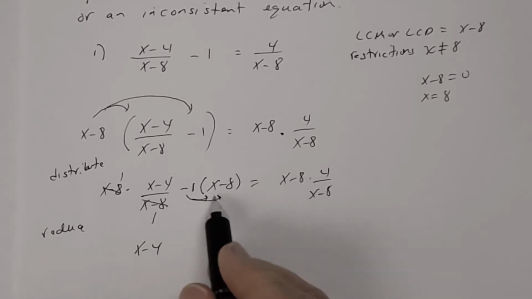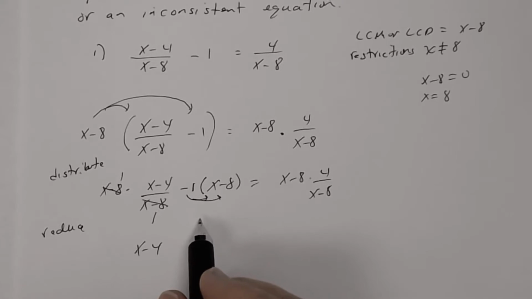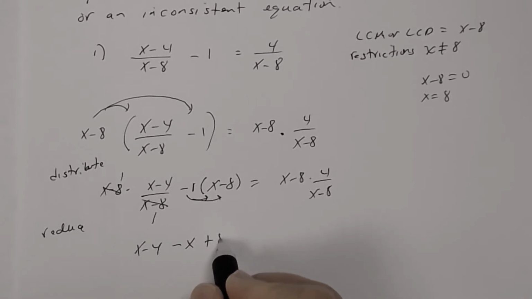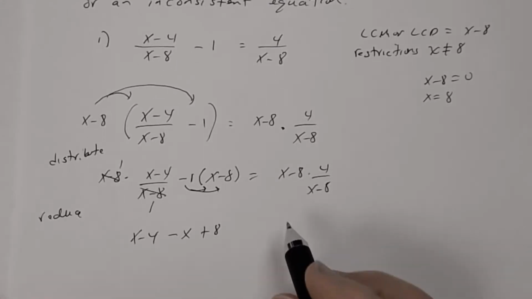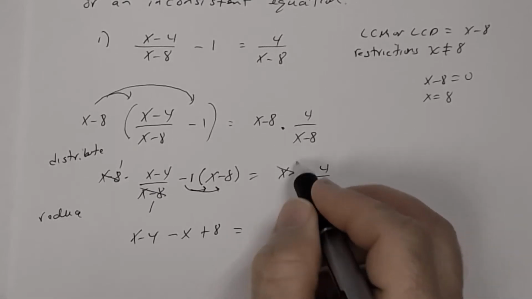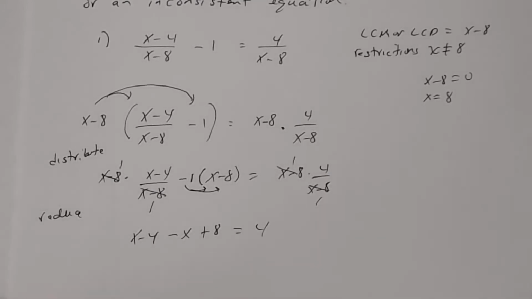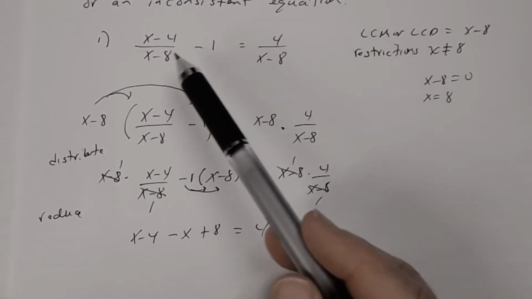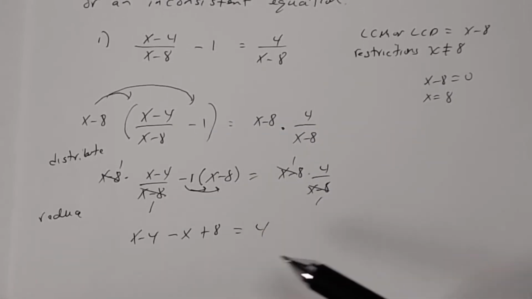So that's why the parentheses were important, because this becomes -1 times x, which is a negative x. -1 times a negative 8 is a positive 8. And that's going to equal, now let's reduce this. So the x minus 8's divide out, and you're left with 4. Okay? So now I went from this rational equation to something that looks linear, right?